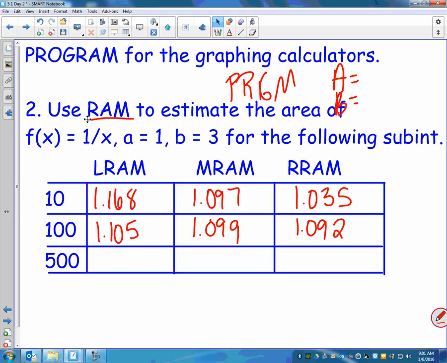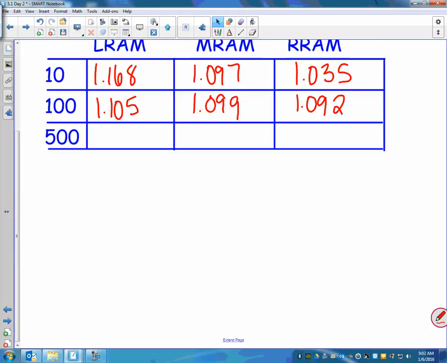What does the graph look like? That kind of goes back to my question of, is LRAM always going to underestimate? You graph 1 over x from 1 to 3, right? When we plug 1 in there, we get 1. When we plug 2 in there, we get 1 half. When we plug 3 in there, we get 1/3. So it kind of looks like this. That graph is a decreasing graph, whereas the graphs that we did before were increasing. So to answer that question, does LRAM always underestimate and RRAM always overestimate?